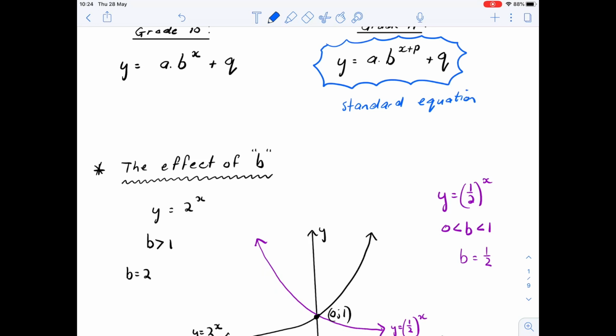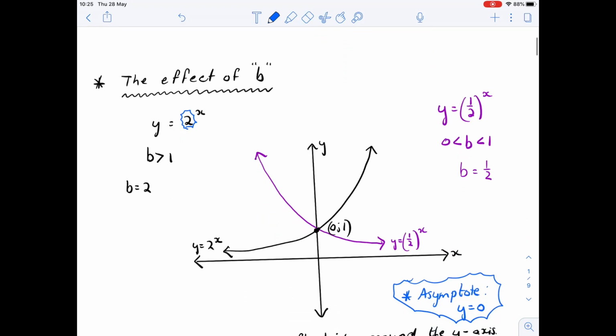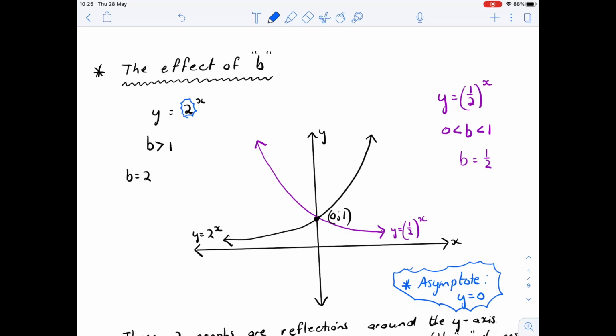Now B is this over here. It's the base of the variable x. So now let's have a look. The first thing we need to look at is if B is greater than 1. So if it's 2 or 3 or 4, then it's an increasing exponential curve. It just goes up, and because it's exponential, it grows very, very quickly because the x is an exponent. So as x gets bigger, your y gets bigger very, very quickly.